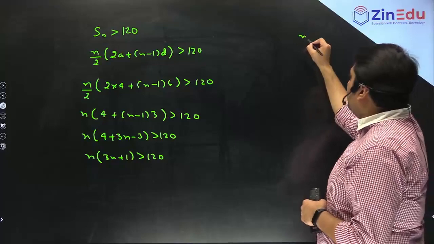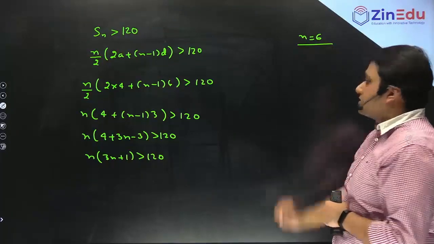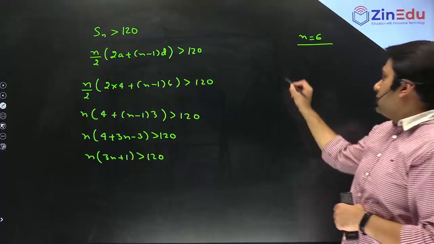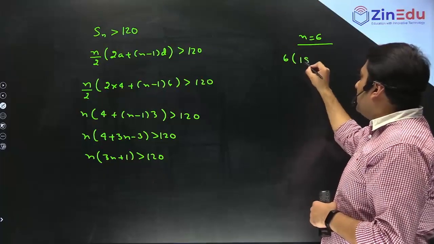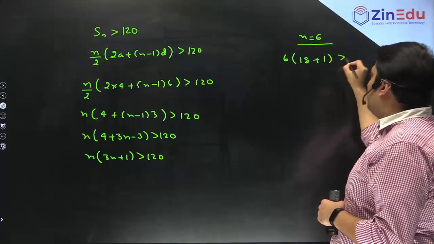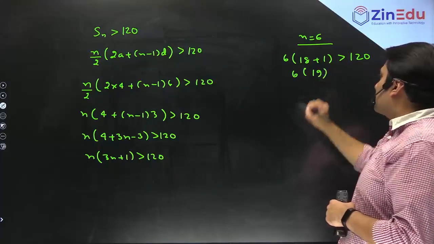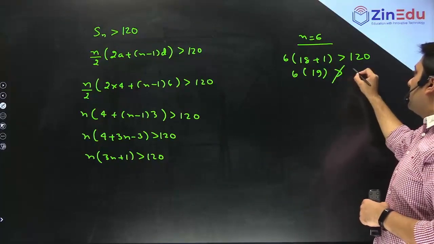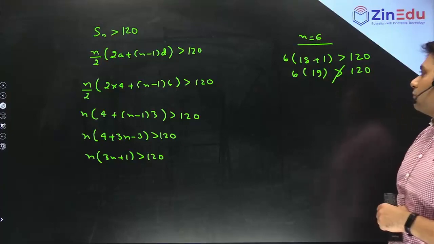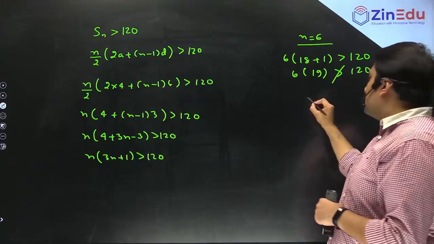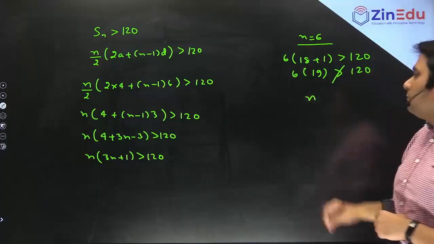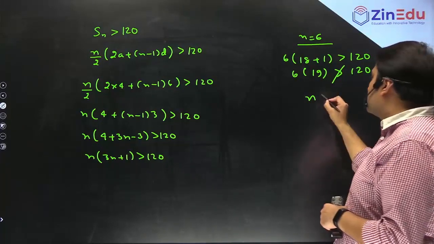So let us check for n equals 6. That would be 6 into 18 plus 1 being greater than 120. So what is 6 into 19? That is 114. That means it is not greater than 120. So we can't take n equals 6. So that means we are very near to 120 because we are getting 114 as the result.